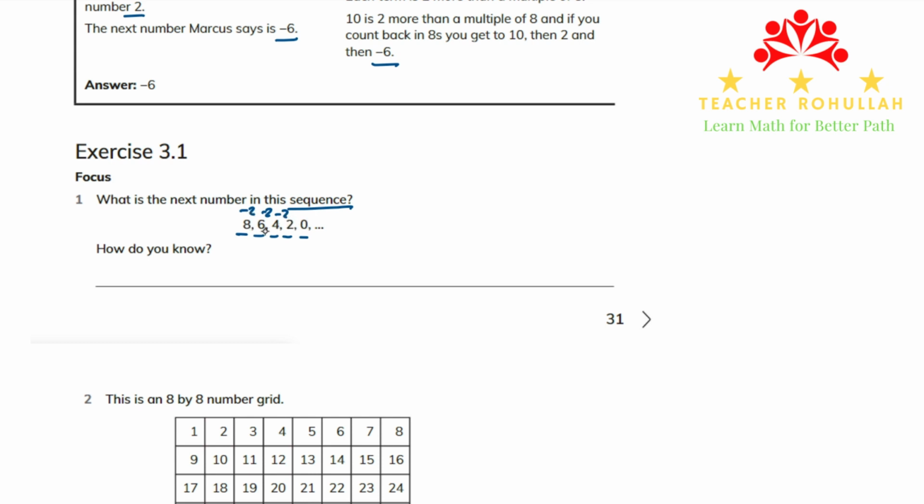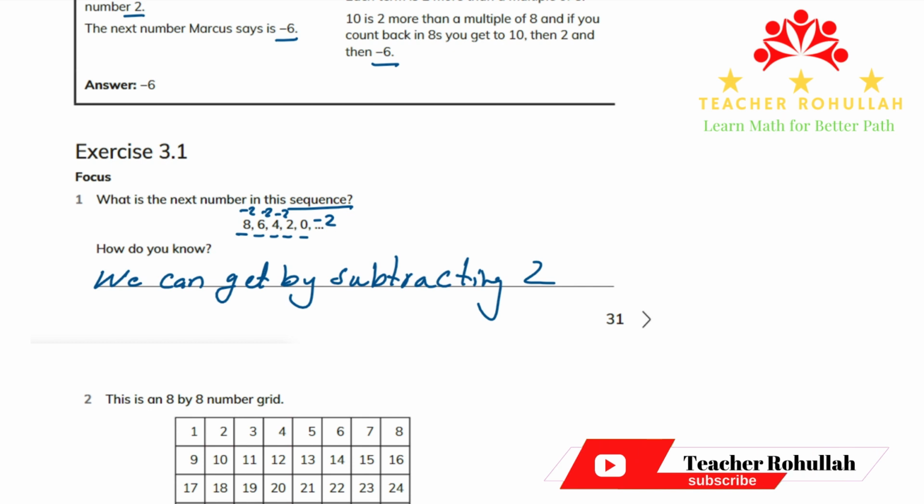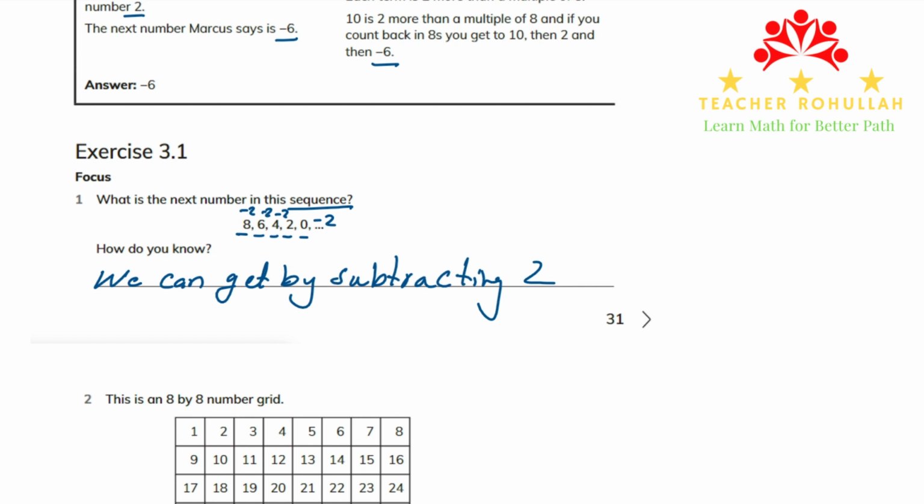So 8 minus 2 is 6. 6 minus 2 is 4. 4 minus 2 is 2. 2 minus 2 is 0. And 0 minus 2 is negative 2. Now it says, how do you know? We can say that we can get it by subtracting 2. If we continuously subtract 2 in each term, we can get to negative 2, which is the last number in this sequence. Well, question 1 is done. Let's move to question number 2.